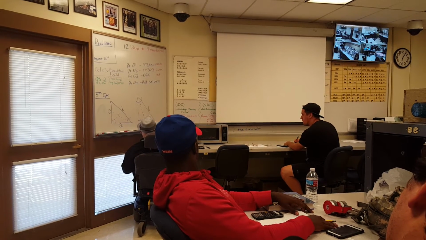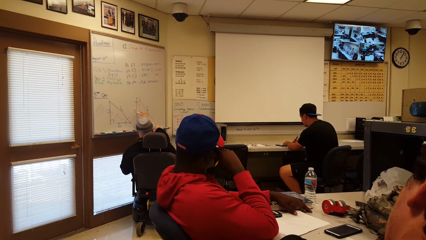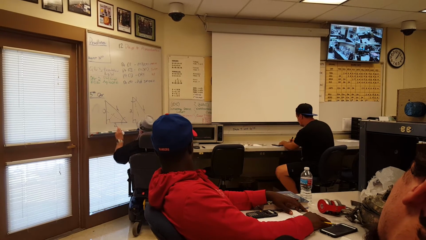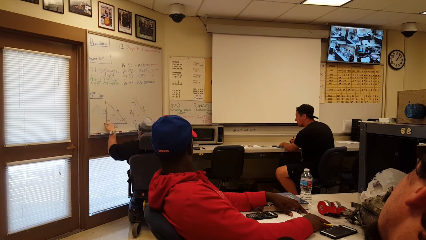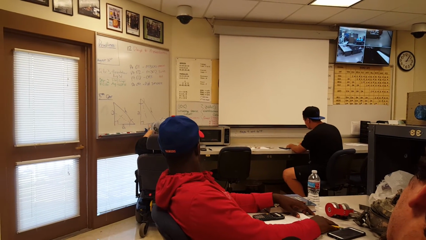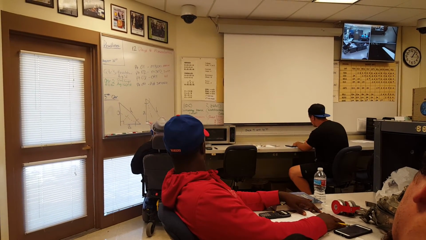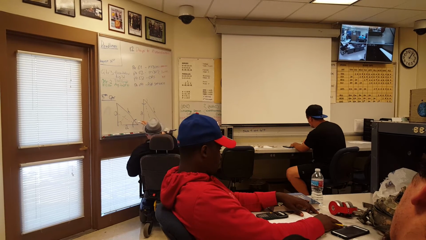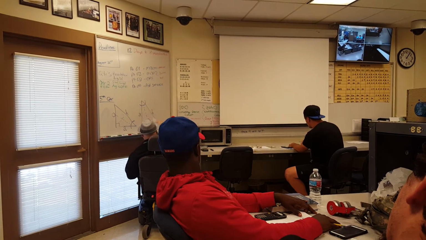So the opposite is an O. So what's the adjacent? A. Now look what happened. The length of this O is the same as the length of this A, yet the length of this O is the same as the length of that A. The only difference is that in this case I'm talking about this angle, and in this case, I'm talking about this angle.